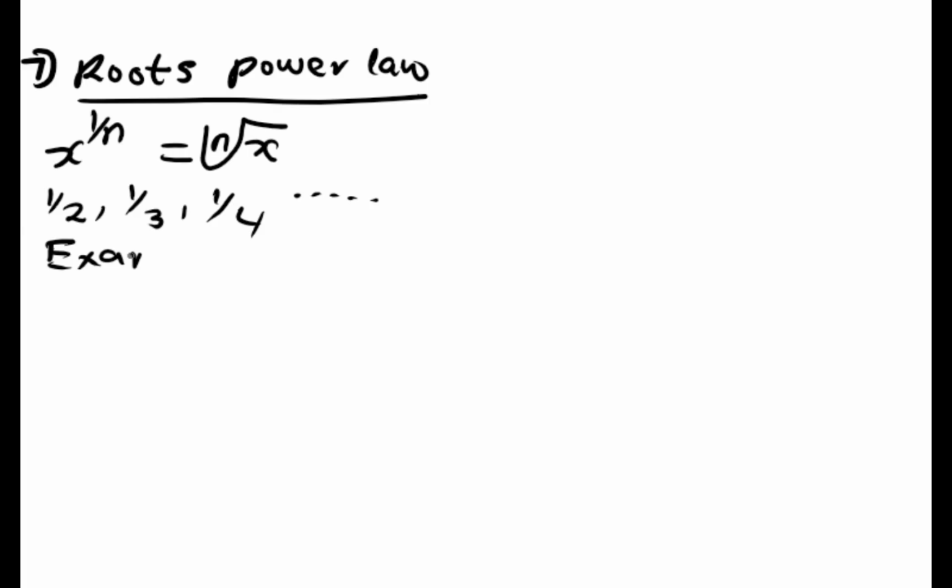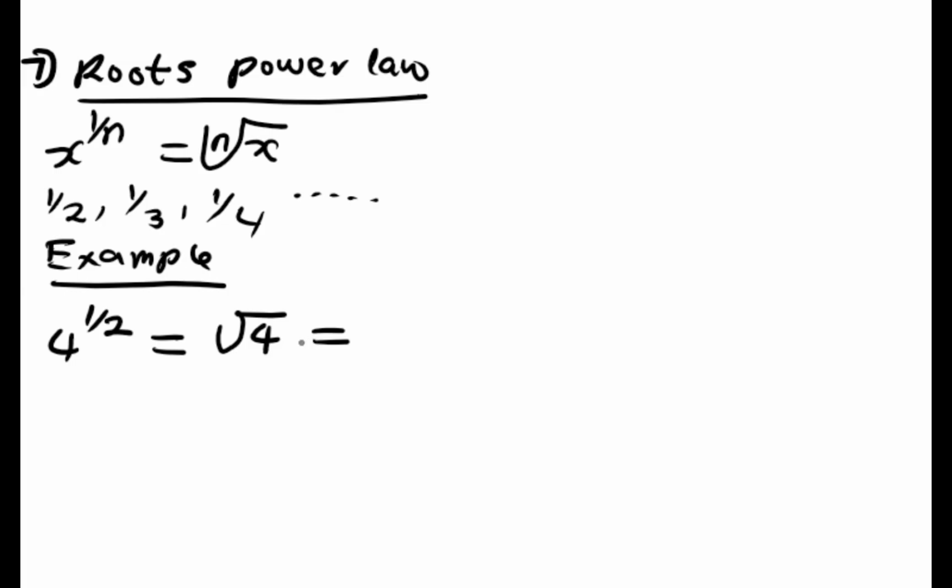Example: we have 4 raised to the power of half. This is the square root of 4. If it is 2, you don't need to write the 2 here, because this itself represents a square root. But apart from square root, if it is 3 here, we need to put it here. If it is 4, we need to put it here. So we find the square root of 4, which is a number that, multiplied by itself 2 times, gives what is inside here. That will give us 2. 2 times 2 is 4.